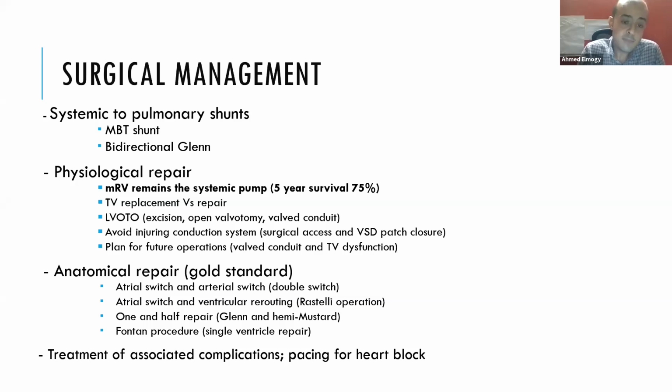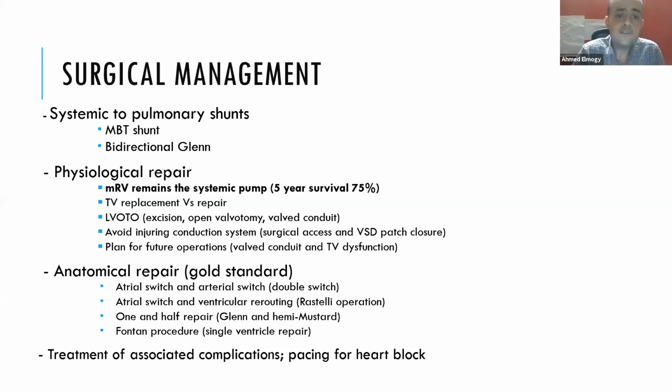The anatomical repair remains the gold standard: the atrial switch and the arterial switch, with the name double switch. Or in the case of ventricular septal defect with a tunnelable left ventricle to the aorta, we can do what's called the Rastelli operation. And of course, there are special situations that need treatment as a single ventricle repair, but this is beyond the time of this lecture. And of course, there is treatment of associated complications like pacing for heart block.